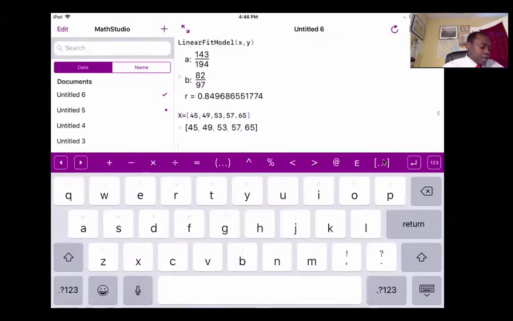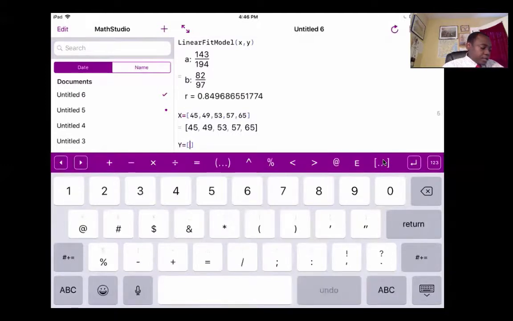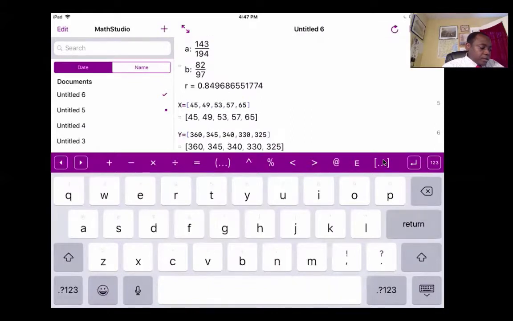And let's go to Y. Again, let's take the uppercase. Hit 1, 2, 3 equal to square brackets. The numbers are 360, 345, 340, 330, and then 325, and hit return. 1, 2, 3, 4, 5.